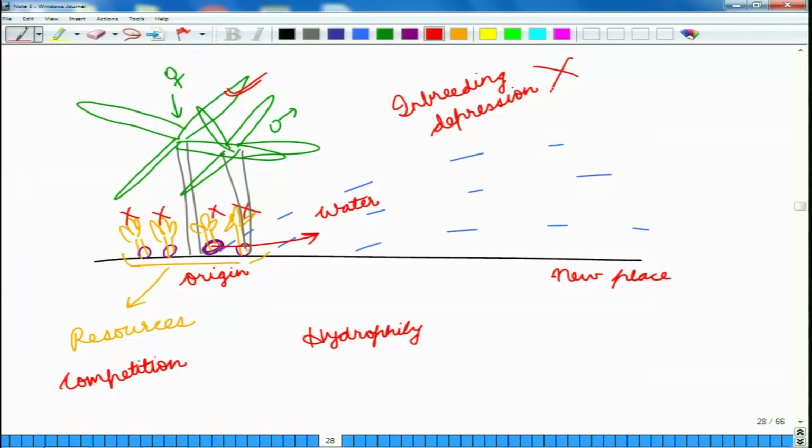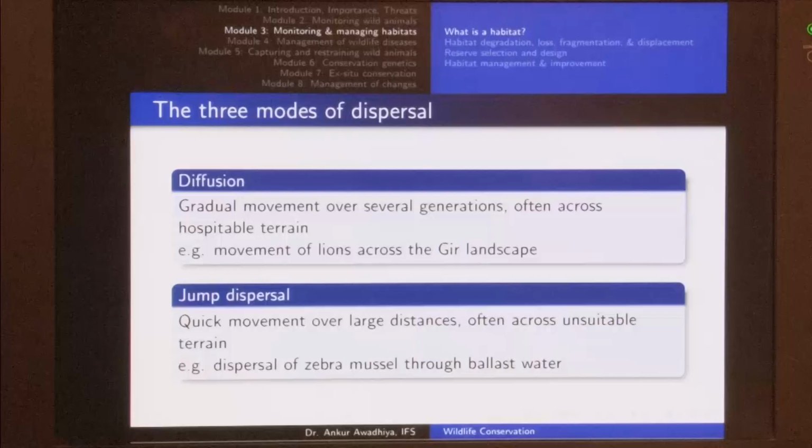inbreeding are avoided. Now, talking about dispersal, there are three modes of dispersal. The first mode is called diffusion. Now, in the case of diffusion, we have a gradual movement over several generations, often across hospitable terrain, and one example is the movement of lions across the Gir landscape.